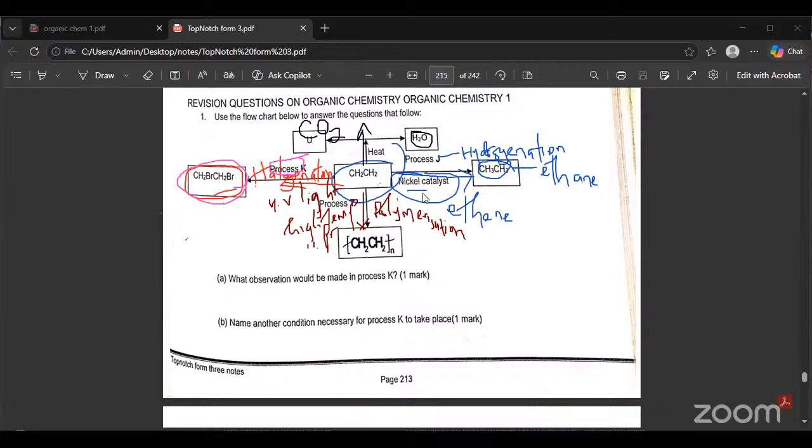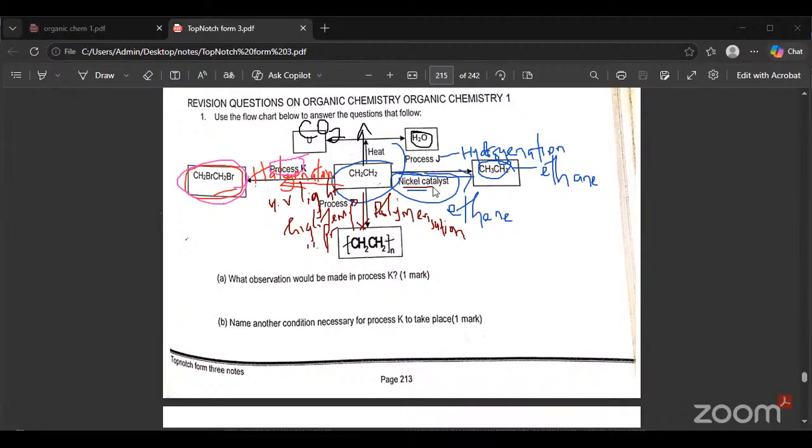Now, for example, hii ingine ya blue ya process J. So you have process J. Process J, tuliandika tu ni hydrogenation. And the condition for hydrogenation ni nini? Nickel catalyst. So I just wanted us to write the condition so that we don't forget. Now, have we answered all those questions? Yes. The only question that you have not answered, I think, is what is the observation that will be made in process K? I think that one is the only one.